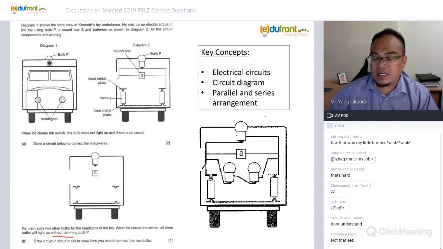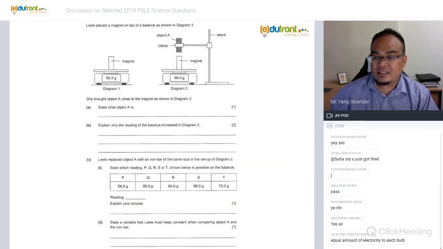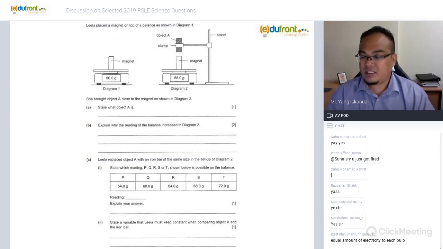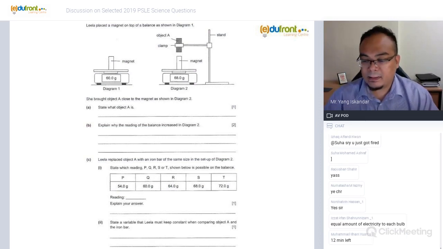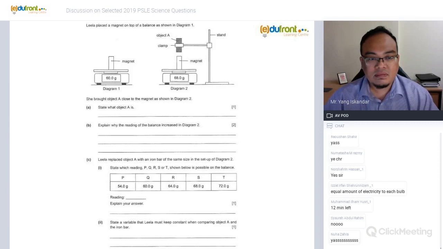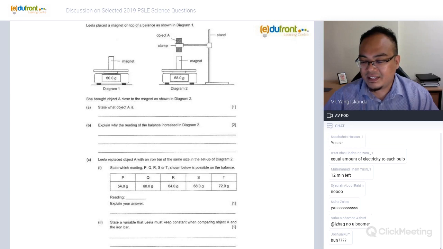Okay, are we ready with the last question? Last question. This is an open-ended question on magnets. Okay, ready? All right. This is on magnetic force. Okay, are you ready?